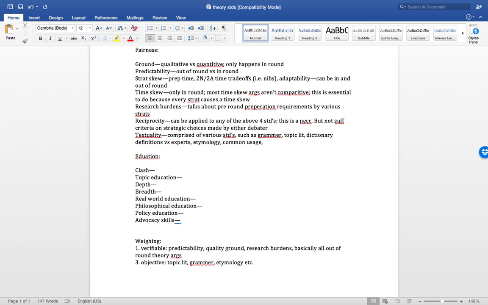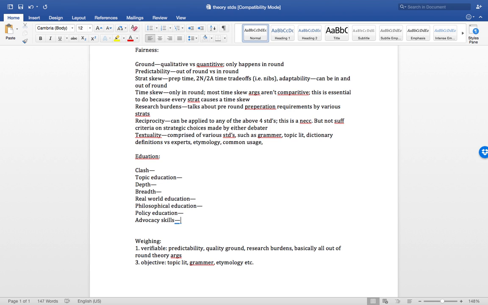So debate seems to be educational because it teaches us philosophical education. It gives us a philosophical education. It seems to be educational because it teaches us how to think like policymakers. It seems to be educational because it teaches us about topics. And it also seems to be educational because it teaches us about the real world, right?